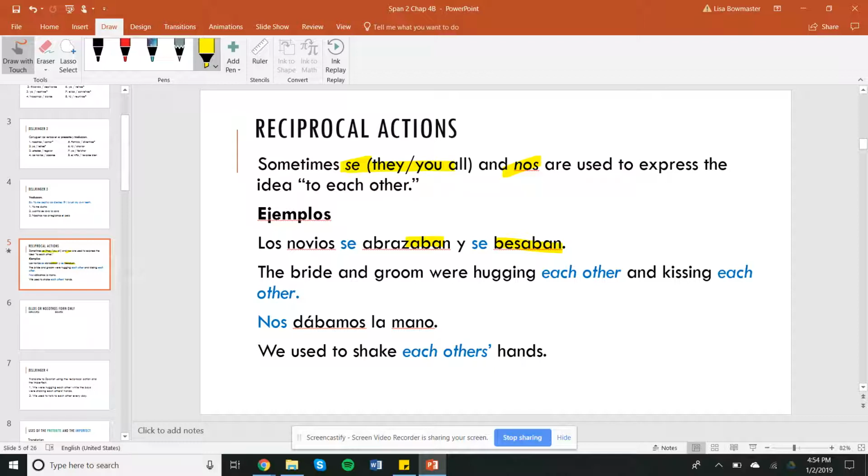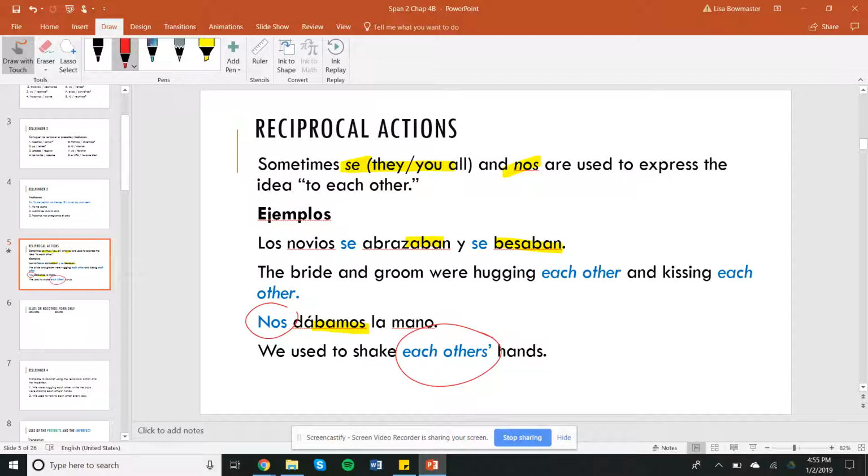Here's another example with nos this time. Nos dábamos la mano. We used to shake each other's hands. So the we comes from the -amos, I guess dábamos, go a little further. The used to is because it's in the imperfect. We used to shake each other's hands. Each other's and each other's. There's not a special word for that. We just put in se or nos.